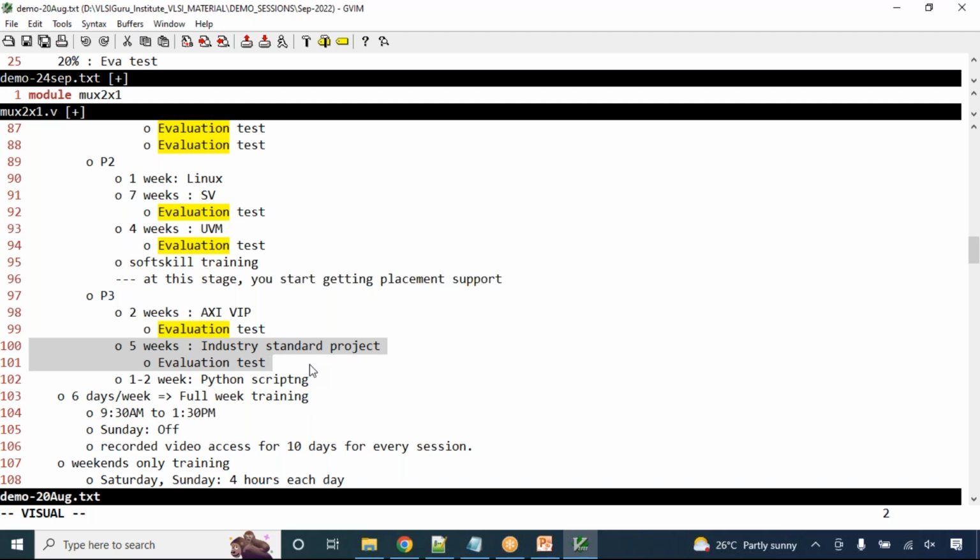Because for me, time is not what I'm looking at. More important is, if 500 people go out of the institutes, how will these 500 people do in their jobs? That is my primary focus. So with this, I stop the demo part of the session, I mean training. Now we'll take up any questions you have, related to the schedule, the content, anything. You can ask me any questions.